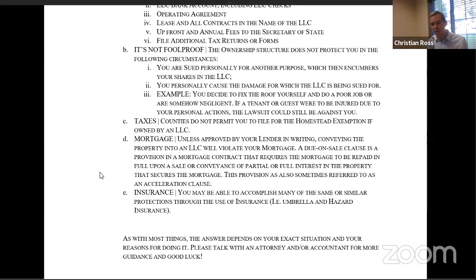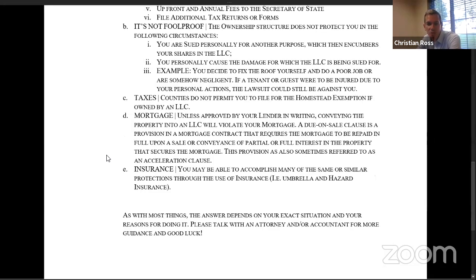It adds a layer, but it's not enough to protect you if you're the reason why it's not right. Or if you're managing the property yourself, obviously you're going to have some problems. Example, you decide to fix the roof yourself and do a poor job or somehow negligent. If a tenant or guest were to be injured due to your personal actions, the lawsuit could still be against you. So in that scenario, the victim would sue the LLC who owns the property. It would also sue you who managed the property or did the project itself. They're going to sue everybody. And you don't really have a way to escape that personally in that scenario.